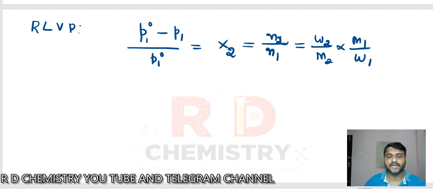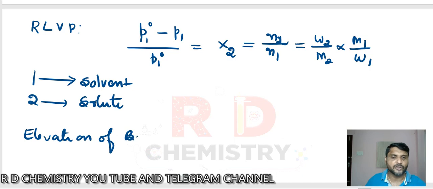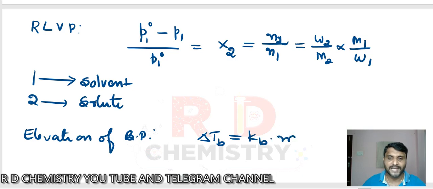Remember, in our syllabus, if they write 1, this is only for the solvent component, and 2 represents the solute component, whether it is mass, molecular mass, or weight. Next, we have the second colligative property, that is the elevation in the boiling point. In the elevation of boiling point, delta TB, the difference in the boiling point, is equal to Kb into the molality.